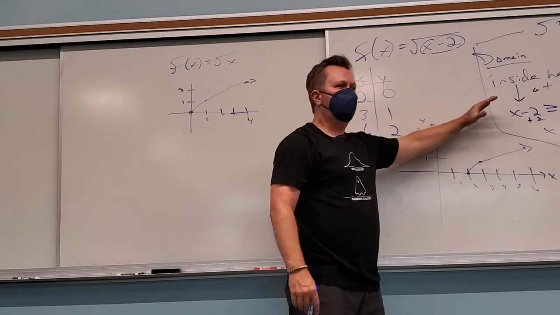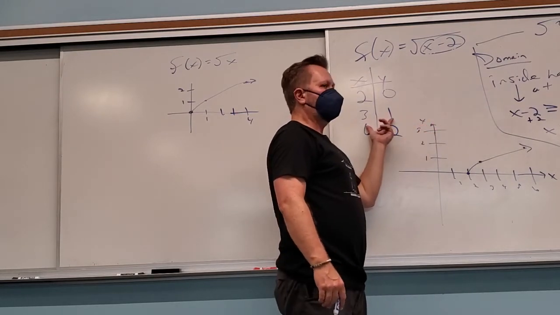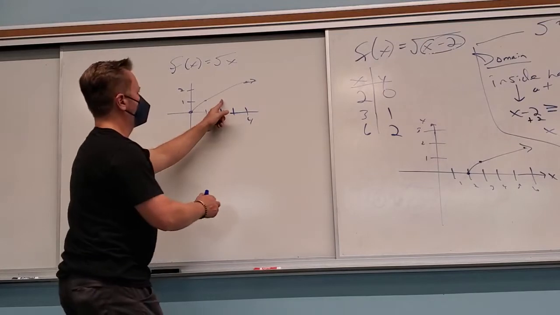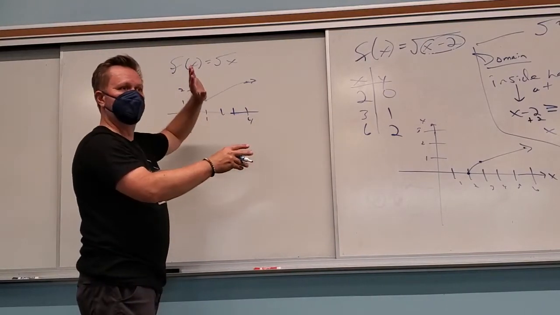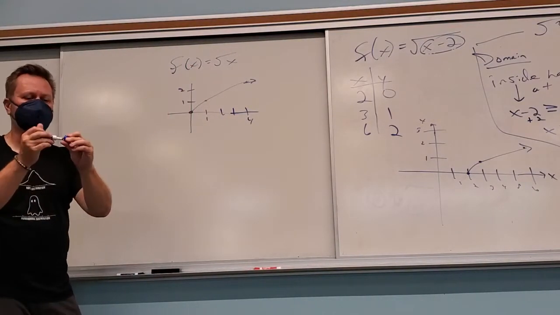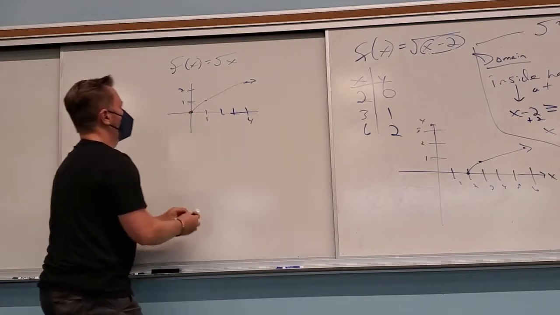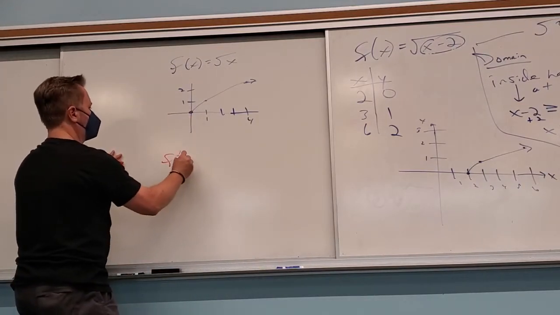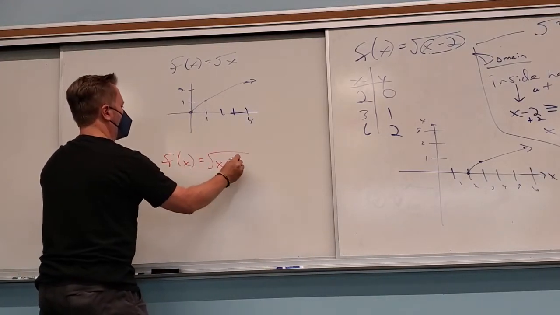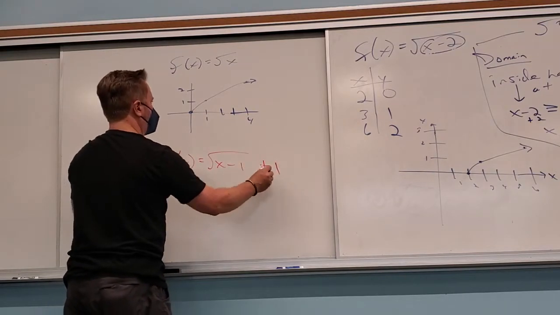So we're going to get to the point where we don't need to make a table. I just graph this, and then I move it around. So let me see if I can. This is a little early for this. Let me see. So how would I, if I had this function, square root of x minus 1 plus 1.